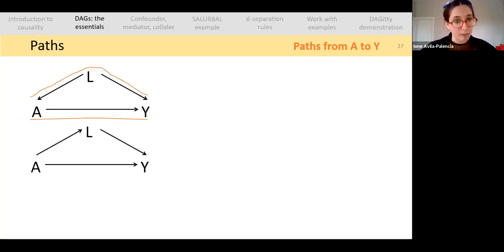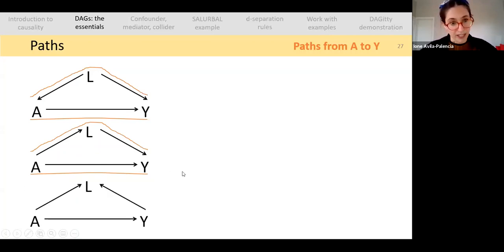So in this other example, the arrow between A and L has changed direction. Again, we have one path here from A to Y, and then another path going from A through L to Y. And in this last example, we have changed this other arrow between L and Y. Again, we have one path from A to Y, and then we have another path going from A through L to Y.